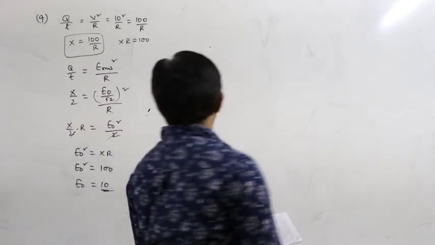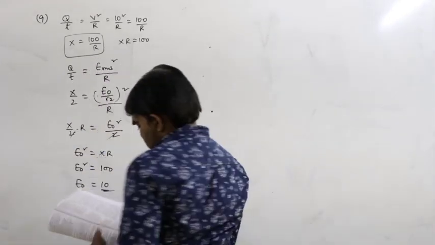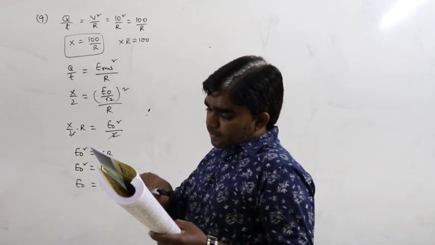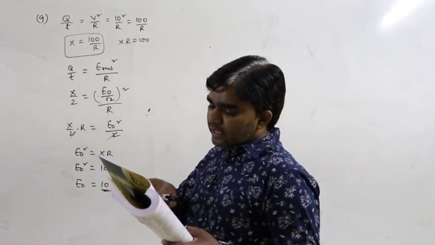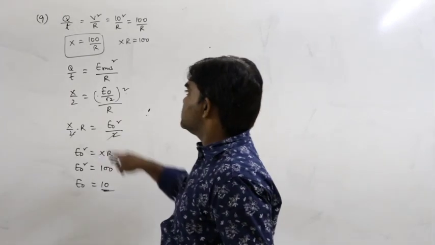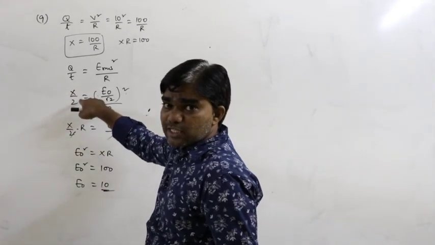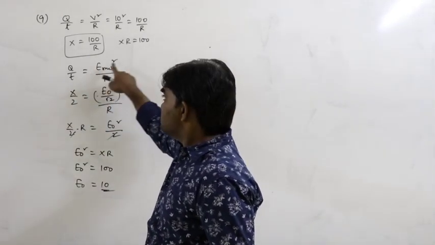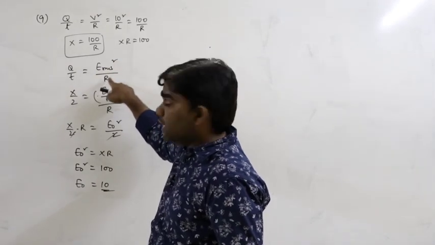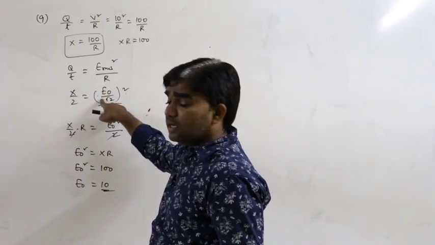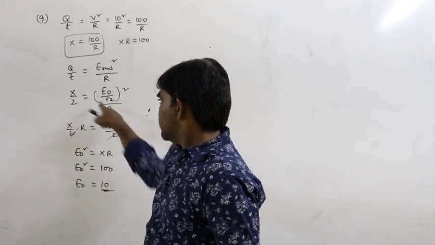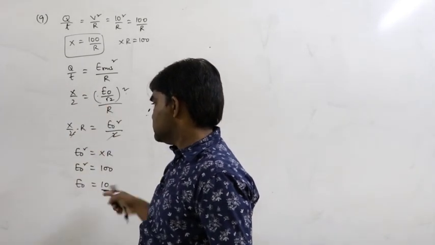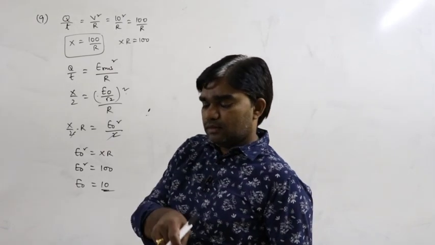E naught is equal to 10, because in the second case, the peak value of AC voltage will produce heat at the rate of X by 2 in the same resistor. The heat is given as X by 2. Actually, the heat formula is E RMS square by R. E RMS square can be written as E naught by root 2 whole square, so E naught square by 2. So X by 2 R this side, 2 gets cancelled. This is 10.